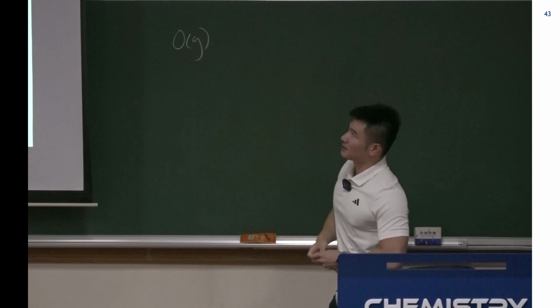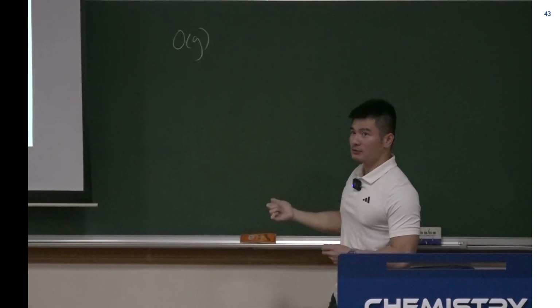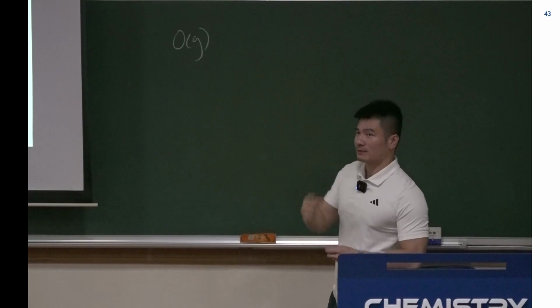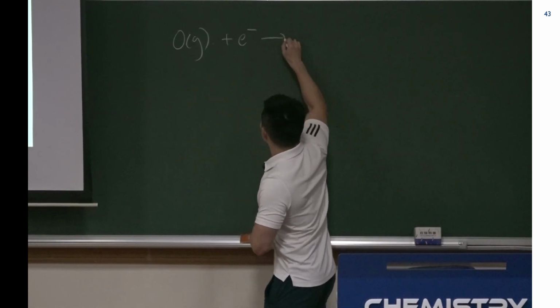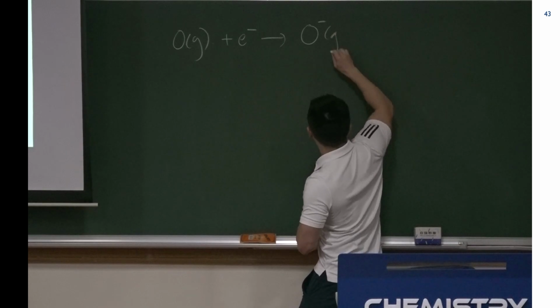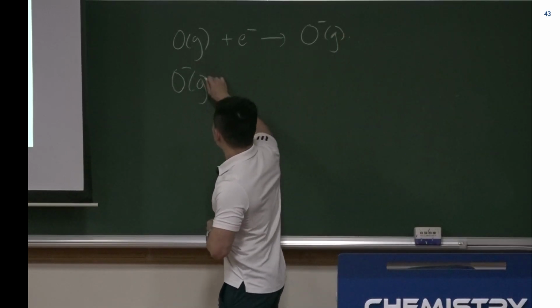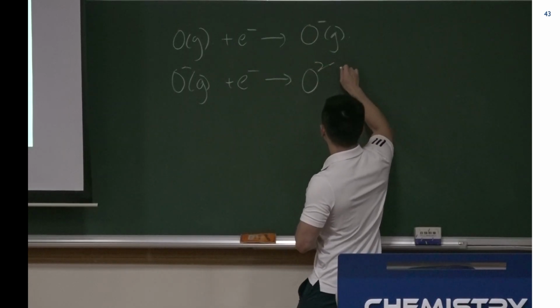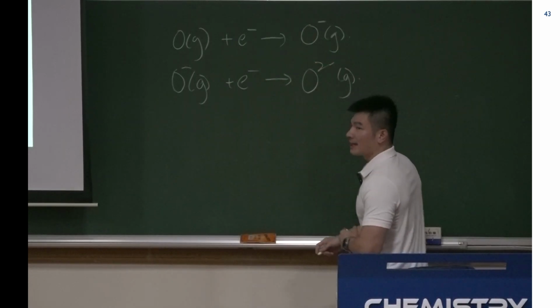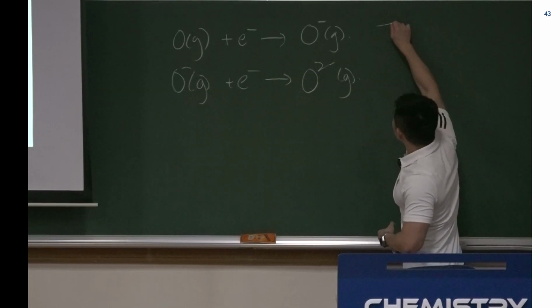You need to finally get to O2 minus, right? Because we have 2s2, 2p4. You need to gain 2 electrons. So that means it's going to gain the first electron to give you O minus gas. And then O minus gas will gain the second electron, then give you O2 minus gas. And the energy for the first one is called the electron affinity 1, EA1.